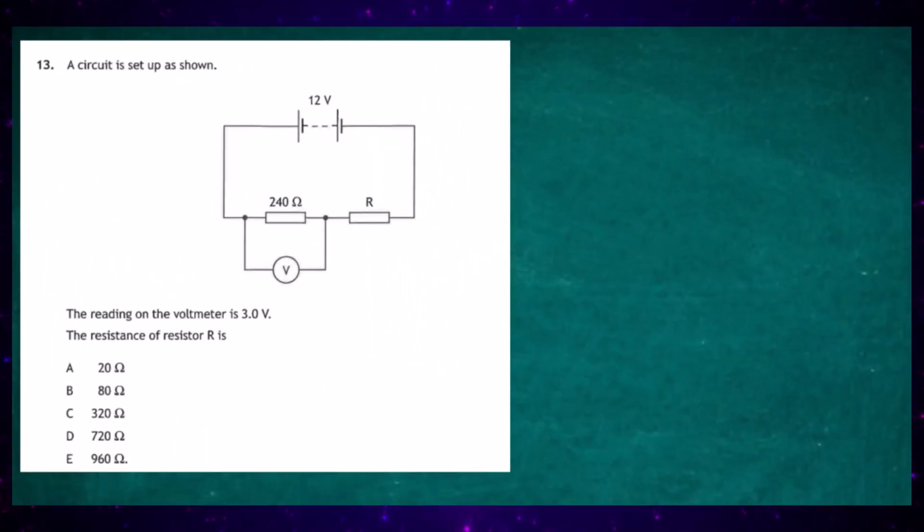Question 13. A circuit is set up as shown. The reading on the voltmeter is 3 volts and we are asked to determine the value of resistance R. There's only one way to do this, and that's to do the Sudoku method, and that's to give labels to each of the components. We'll start with this resistor here and we'll give it the component labels V, I and R. And this one down here, we'll give the labels V, I and R as well, because that's all we really need to know in this question.